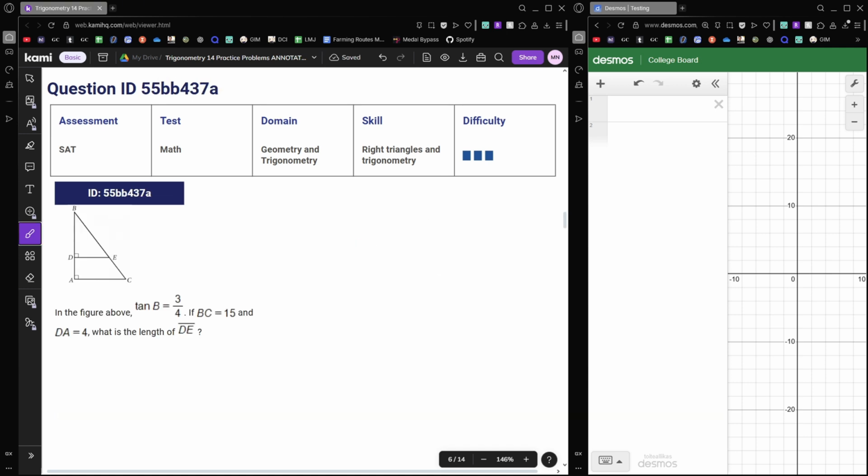Question number 6. In the figure above, tan of B is equal to 3 over 4. So, in SOHCAHTOA, tan is TOA, which is opposite over adjacent. Here's angle B, and you notice that angle B is actually shared by two triangles. It's in this big triangle right here, and it's also in this smaller triangle. So let me quickly separate them so you can tell them apart a little easier.